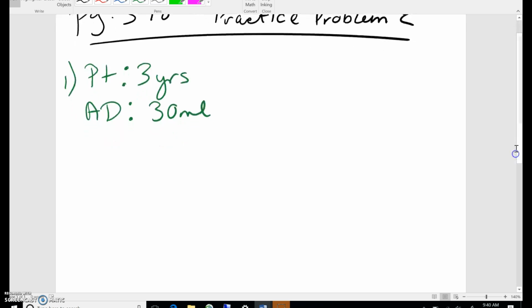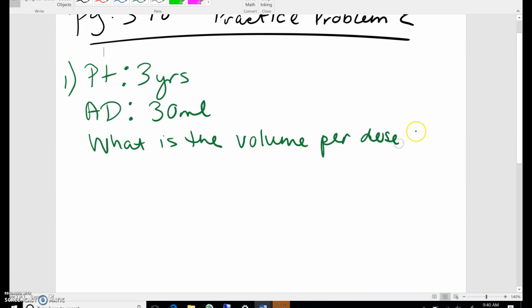So, which rule? So the question is, what is the volume per dose for this child? So first things first, you are going to use Young's rule.